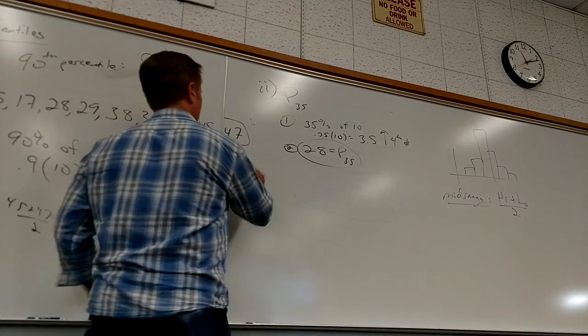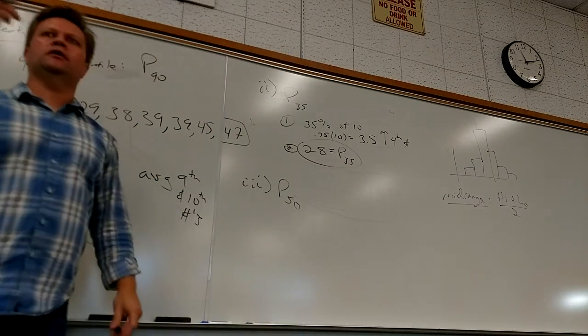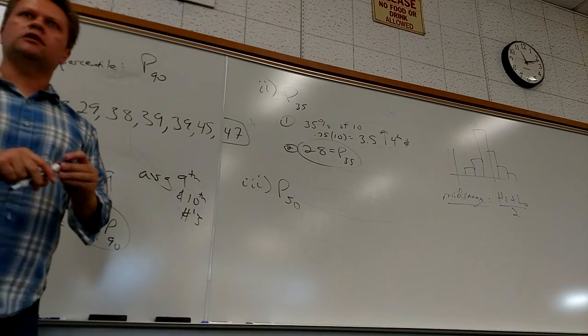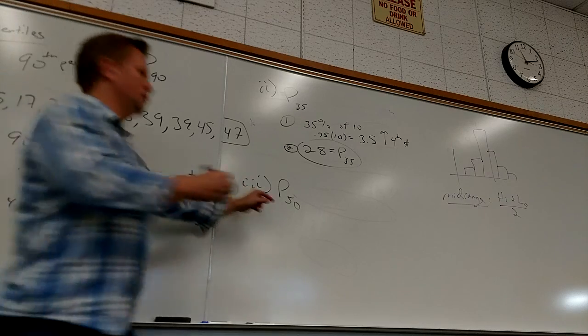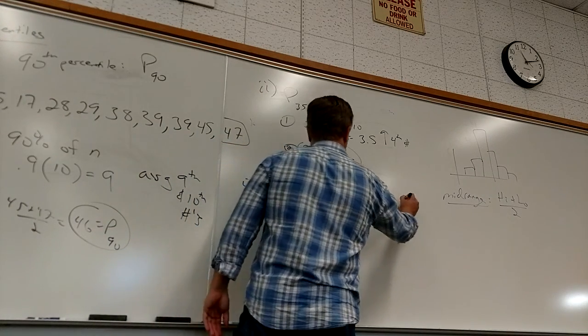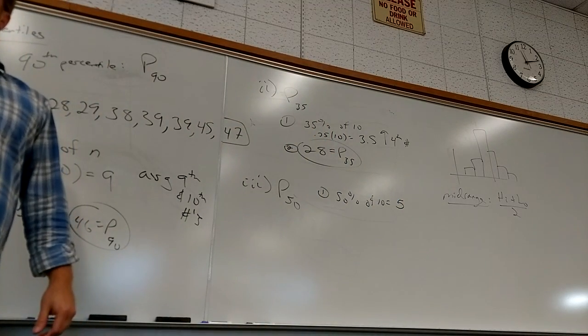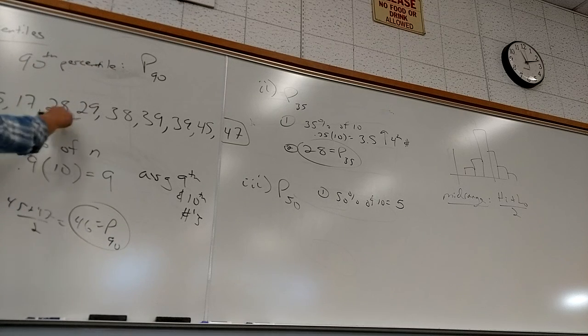P50, and then we'll take a break. P50, we now know, is also the median. But let's analyze this the way we just learned how. The first step would be 50% of 10. Well, what's 50% of 10? 5. What's that mean? I got a whole number. Average the 2 in the middle. 1, 2, 3, 4, 5.